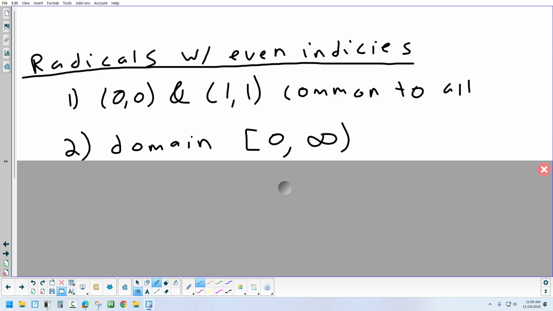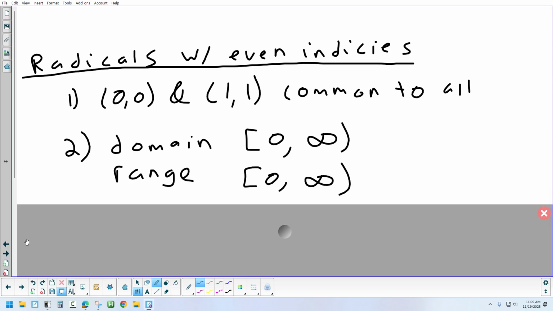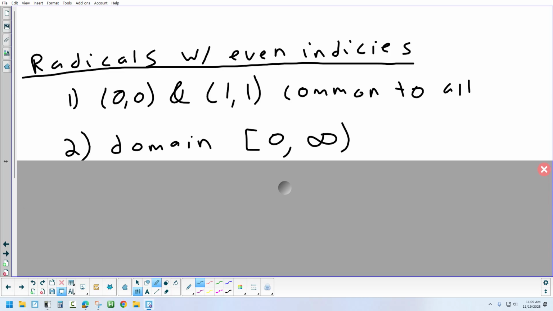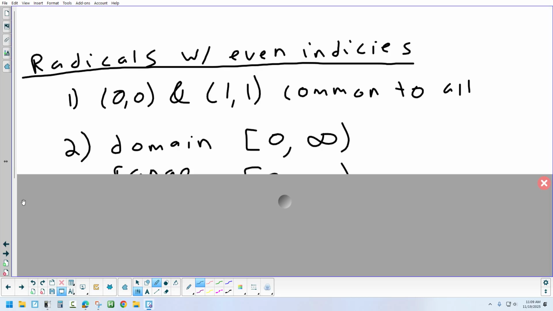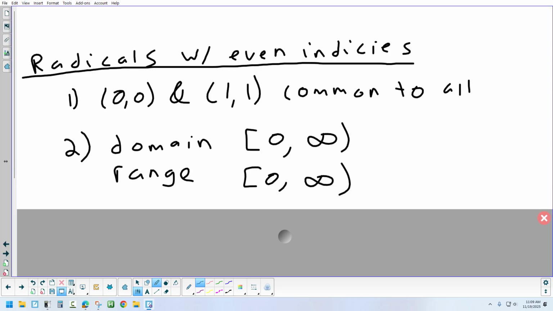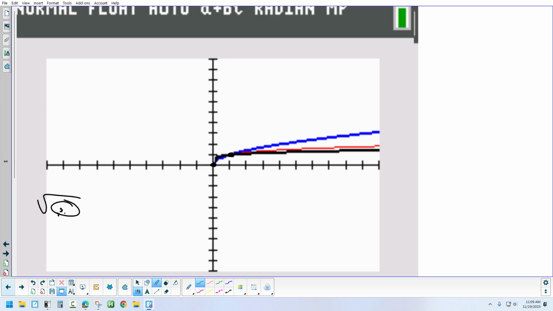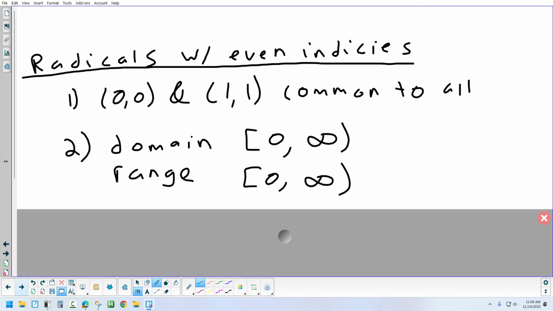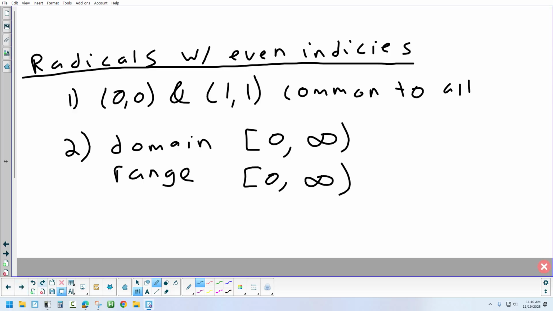Okay, so the domain of these graphs, they all start at 0 and they go to infinity. That's for any even root function that has not been stretched, shifted, or reflected. And the range is the same thing. If you go back and look at all the graphs, the lowest that any of them go is 0. And the highest, well, they're just going to keep going higher and higher as you head further to the right. So those are some general properties of even roots. Now we're going to look at odd roots.